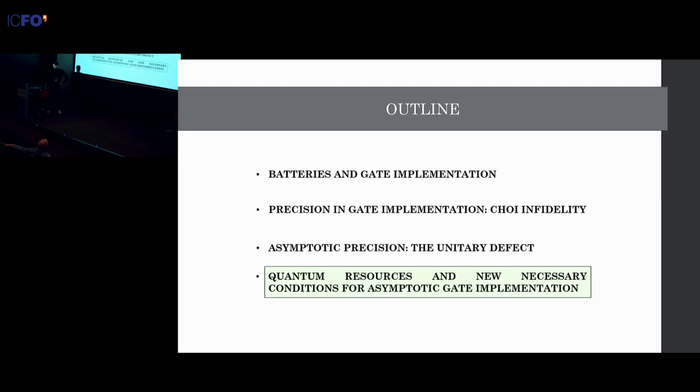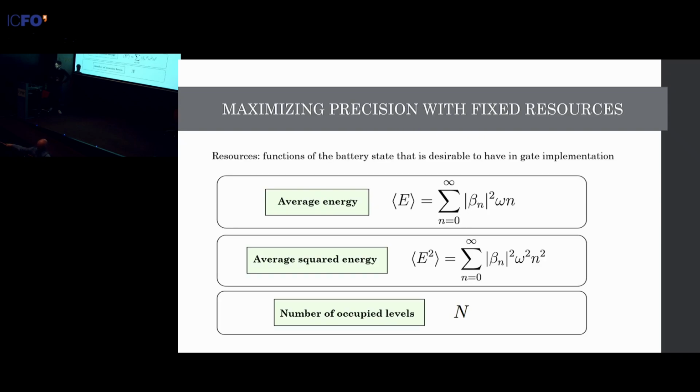So how can we obtain bounds on the precision using this technique? What we can do is fix some resources in our battery and then optimize the precision for fixed resources. From the result we can extract new bounds, in terms of these resources, for the precision that we want to obtain. Some resources could be average energy, average squared energy, and number of occupied levels in the battery. Those are the resources that we consider. As I was telling you, we want to minimize the unitary defect, that is, maximize the precision with fixed resources, and this can be done with the Lagrange multiplier technique.